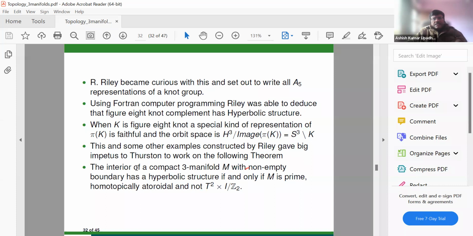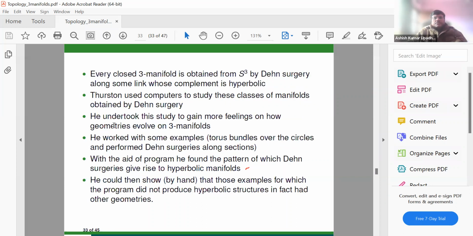And the theorem is that the interior of a compact three-manifold with non-empty boundary has a hyperbolic structure if and only if M is prime, homotopically atoroidal, and not a special kind of manifold, which is torus cross I quotiented with Z2. This is a special kind of manifold. Now, every closed three manifold is obtained from S3 by Dehn surgery along some link. I have already given you an example of a link whose complement is hyperbolic. These are known things to us.